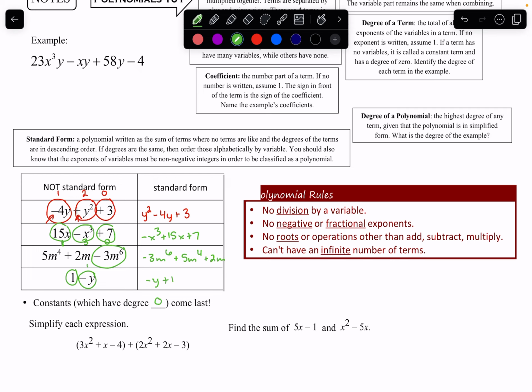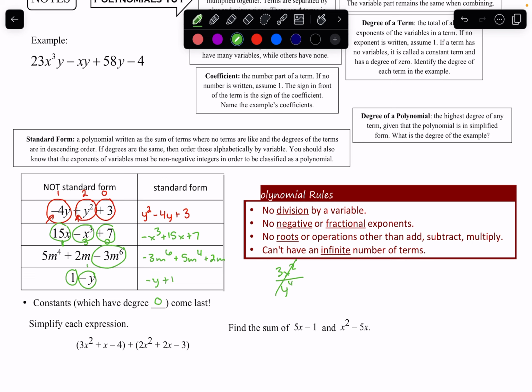All right, a couple of rules to sum up all of this. For a polynomial to be a polynomial, these rules have to be followed. You cannot divide by a variable. So you can't have something like 3x squared over y to the fourth. That y to the fourth on the bottom, you can't divide by a variable, so that's not a polynomial.